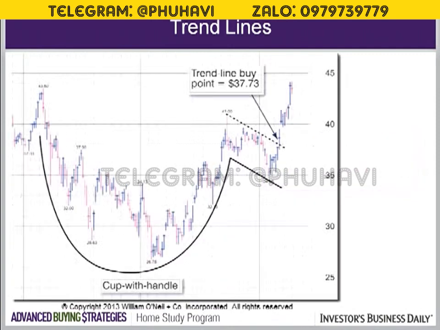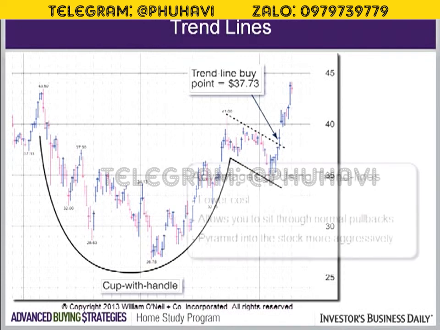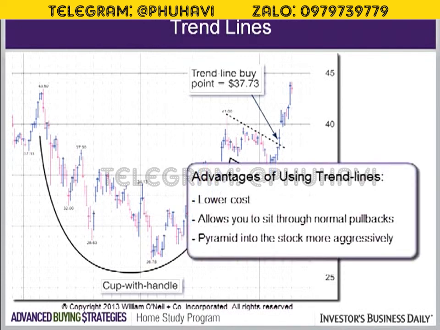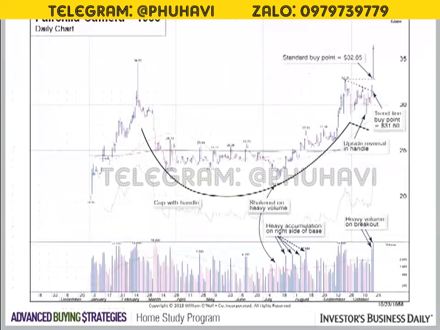But occasionally, the stock will present an earlier entry, and you can use trend lines to take advantage of that. You'll get a lower cost basis. It's going to allow you to sit through some normal natural pullbacks and give you a chance to pyramid into the stock a little bit more aggressively as it goes through its standard pivot. So let's look at a couple of examples.